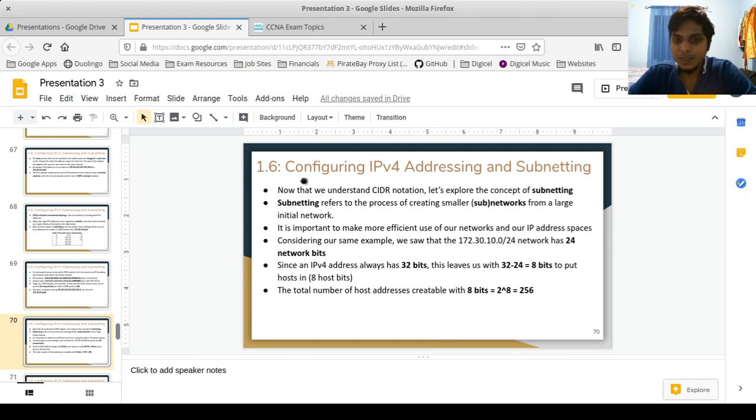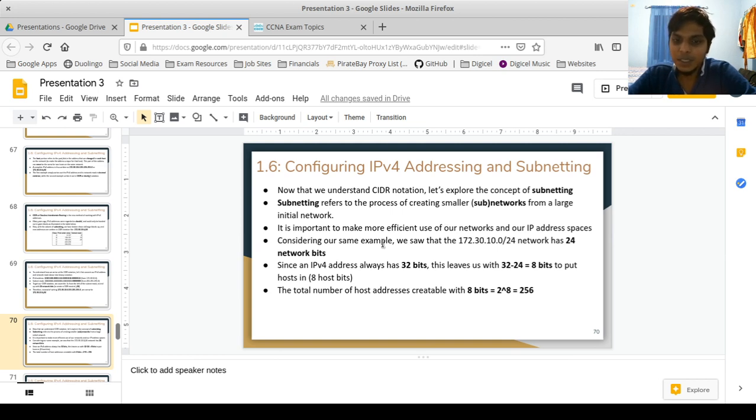Now that we understand CIDR notation, let's explore the concept of subnetting. Subnetting refers to the process of creating smaller subnetworks from a large initial network. It is important to make more efficient use of our networks and our IP address spaces, of course, because we don't have IP address space anymore. A lot of it is used up in the world because so many people are on the internet now.